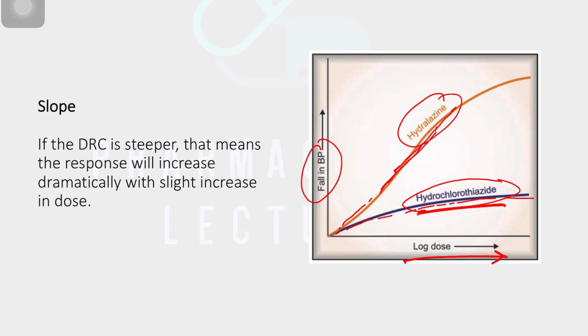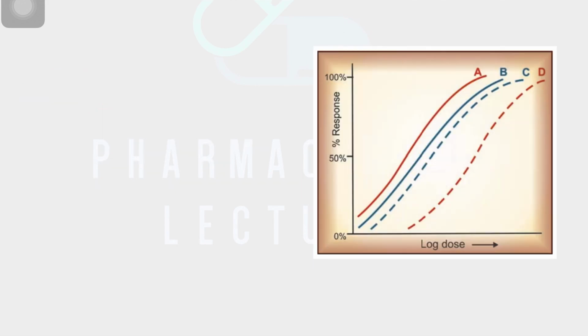So here the log dose response curve of hydralazine is quite steep, and so if we increase the dose slightly, this will create an increase in the response. So a slight increase in the dose creates a dramatic increase in the response in the case of hydralazine, while a slight increase in the dose won't affect the response much in the case of hydrochlorothiazide. And this we can decide on the basis of slope, or how the dose response curve of that particular drug is.